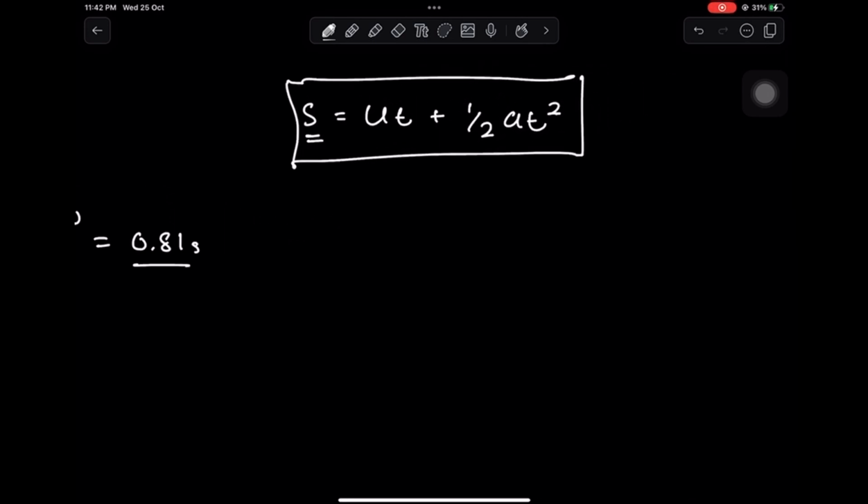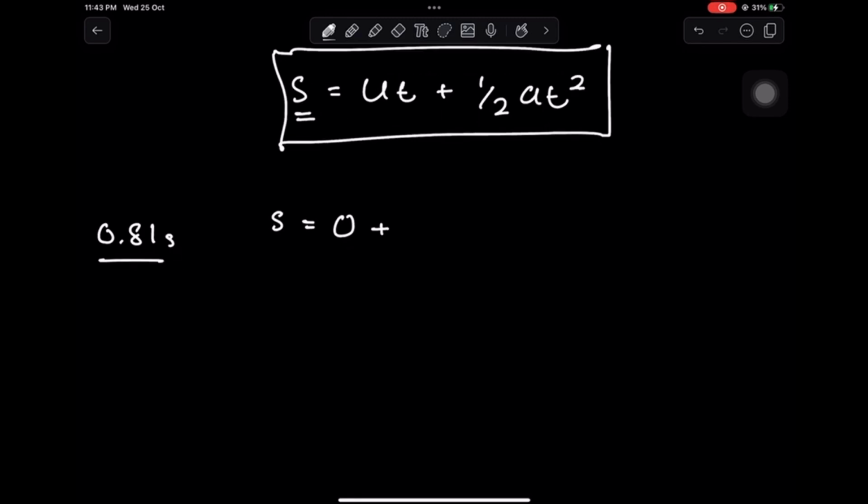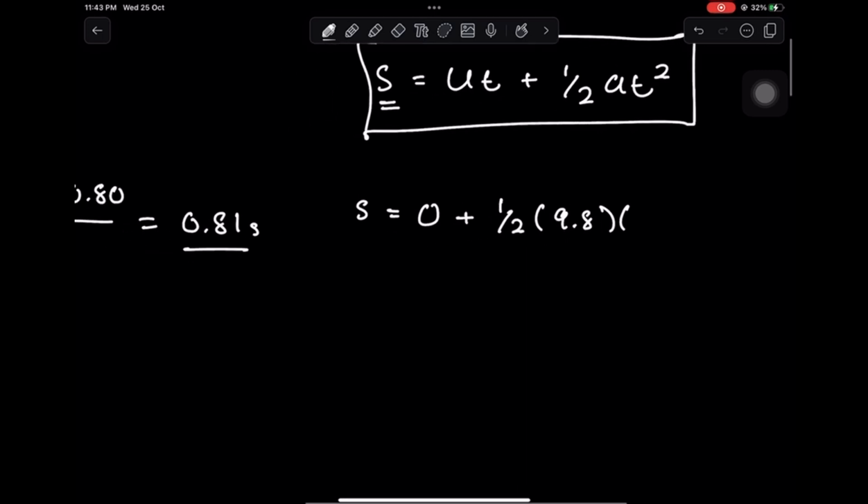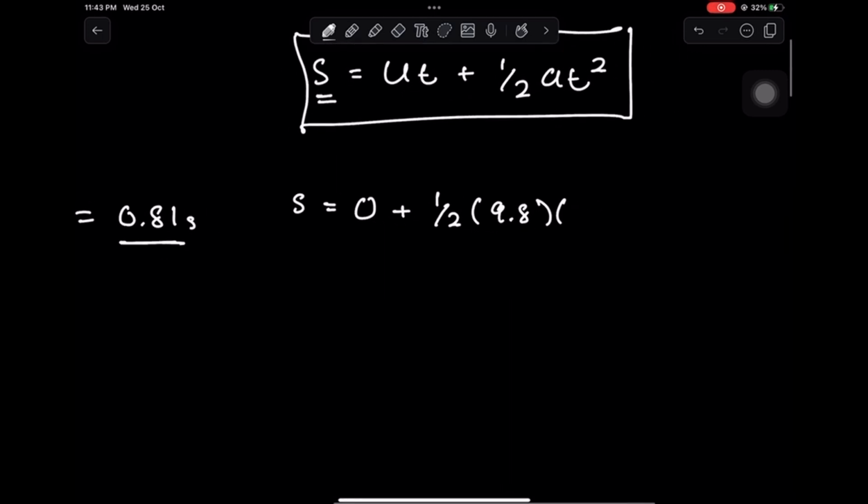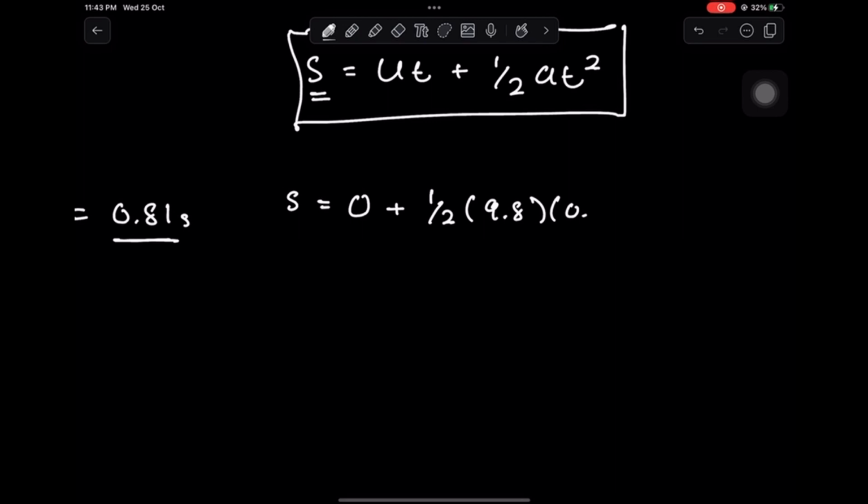S equals the initial velocity, which in this case is 0, times t, which of course, 0 times anything will be 0, plus half of the acceleration. In this case it is 9.8, times the value we get, 0.81 seconds, squared.